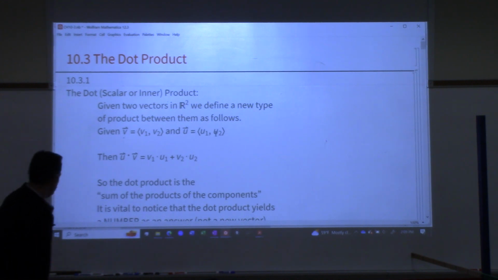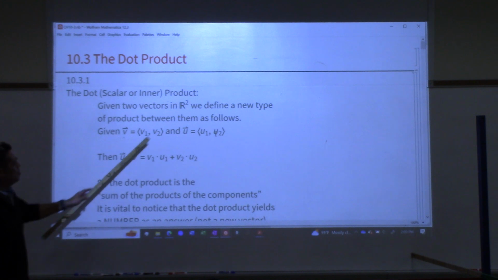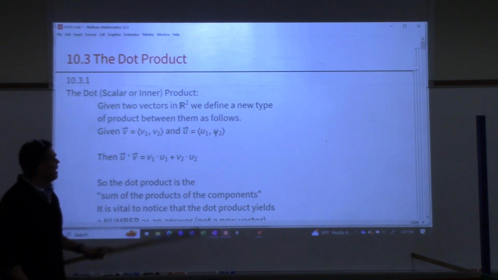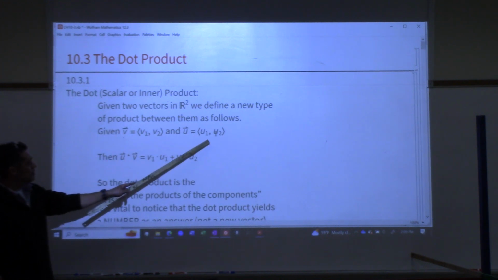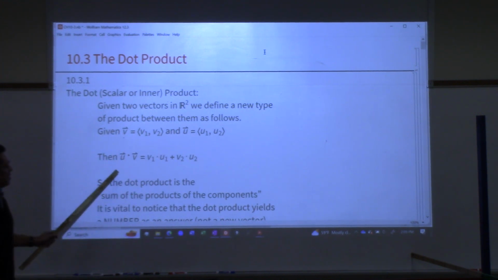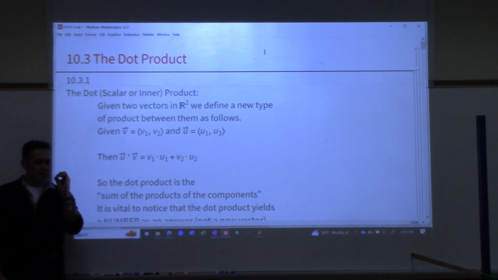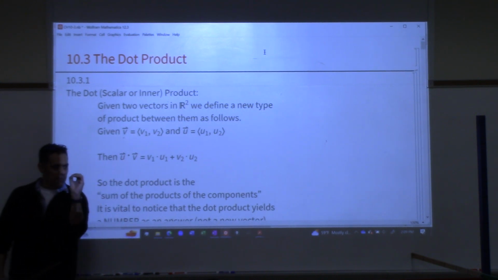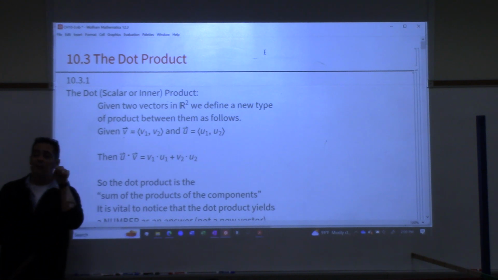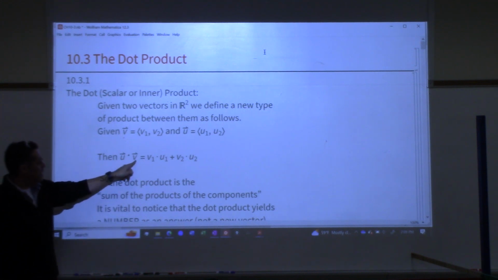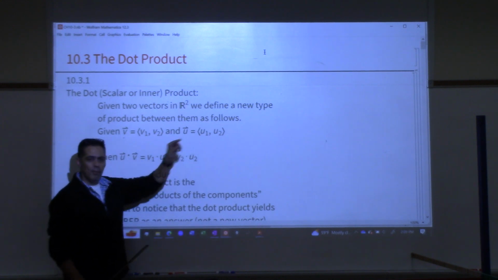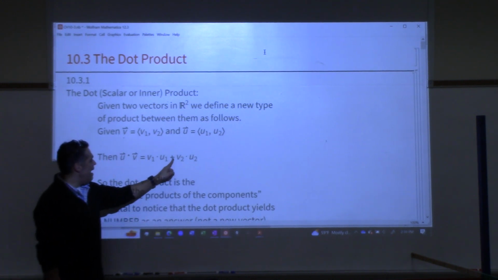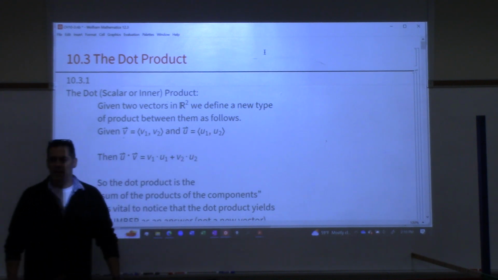All right, so here it is. Given two vectors in two-dimensional space, we define a new type of product between them as follows. We have two vectors, v and u, and here's the definition. It's u with a pretty big bolded dot. In most textbooks, it'll be distinguishable from the dot we usually use for multiplication. u dot v is simply this component times that component. You multiply the x components, and then you add the y components multiplied together.